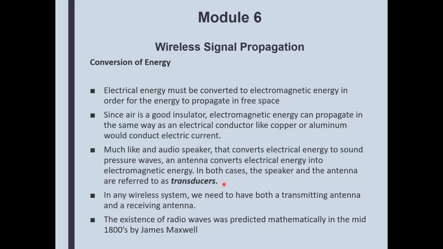What is a transducer? A transducer is a device that converts one form of energy to another. Example, a microphone converts air pressure waves into electrical signals, and a loudspeaker does the opposite. It takes the electrical energy and converts that into sound waves, right? Air pressure waves. So transducers: antenna and the speaker. Okay, so we took care of the transducer thing.